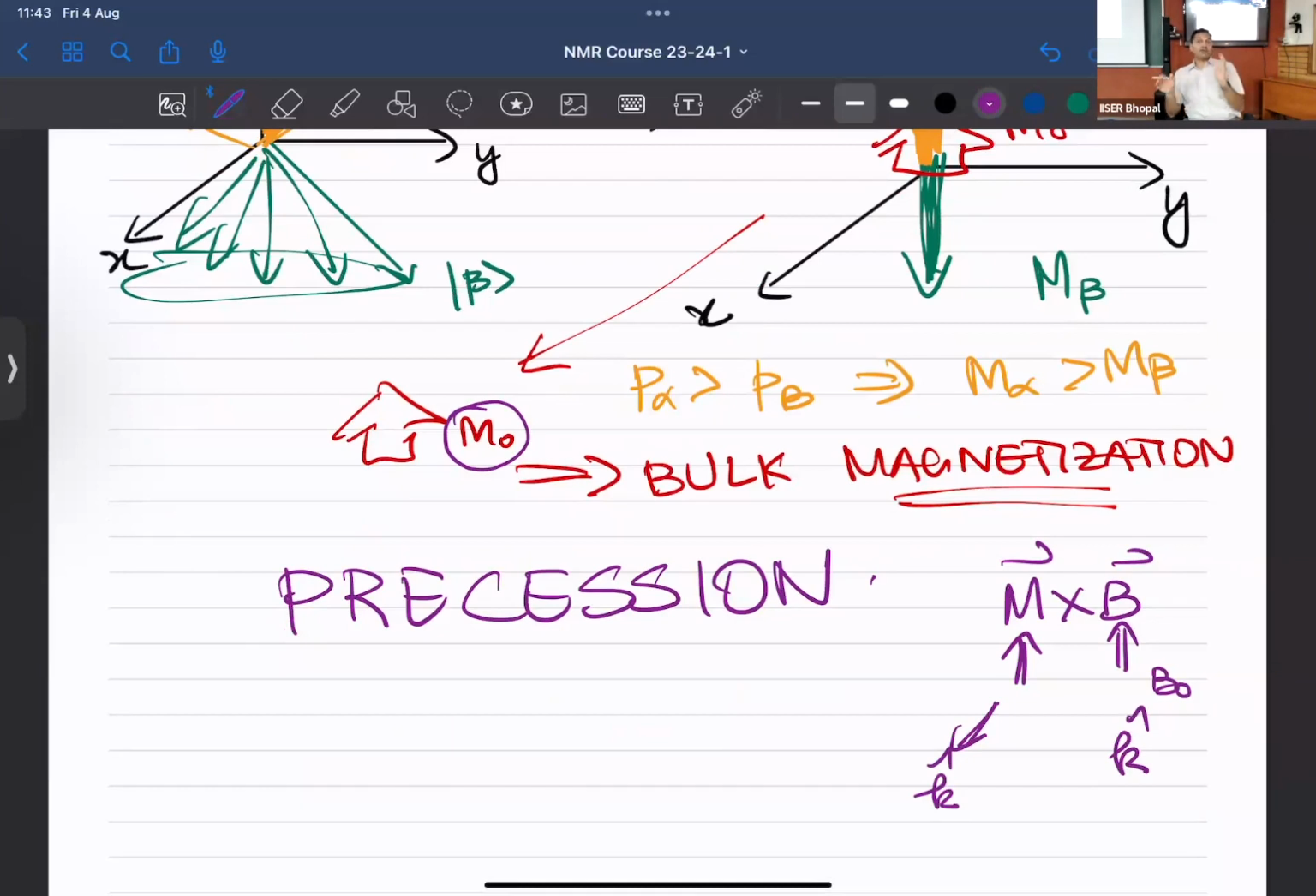So this is where a lot of confusion would happen in NMR. We will call something a magnetization. We'll call something a magnetic field. Magnetization gets developed from the sample that you have put in the spectrometer. Magnetic field is something that you are applying. Okay.